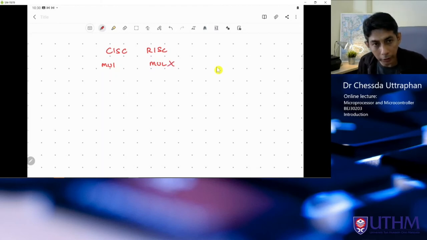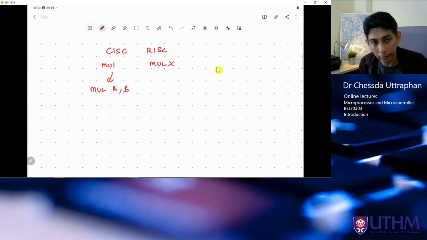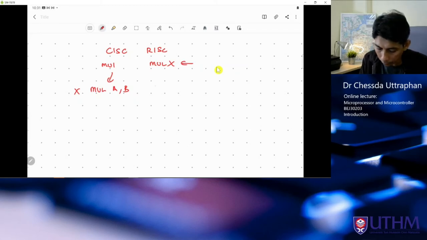So how do we do multiplication in a RISC computer or processor if you don't have a multiplication instruction? In CISC, to do multiplication, we can just write MUL, for example, register A to register B. But for a RISC microprocessor, you may not have the multiply instruction, so you cannot use this instruction. To do multiplication, what you need to do is to add many times.